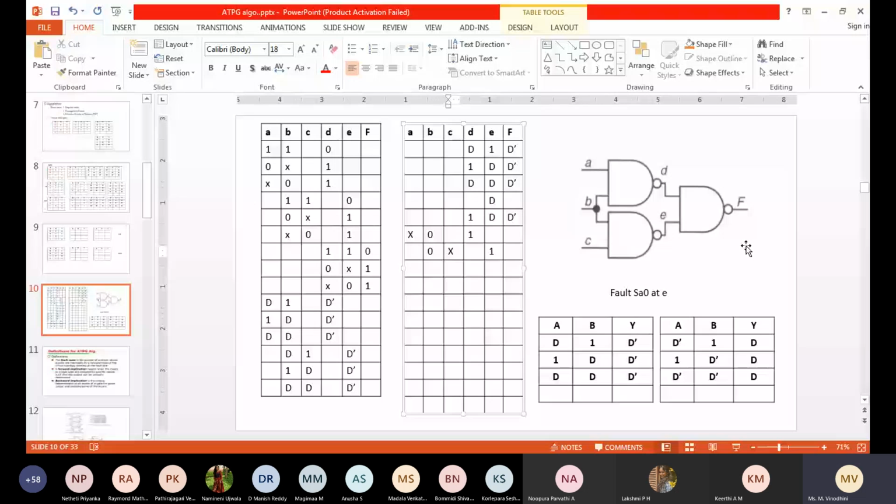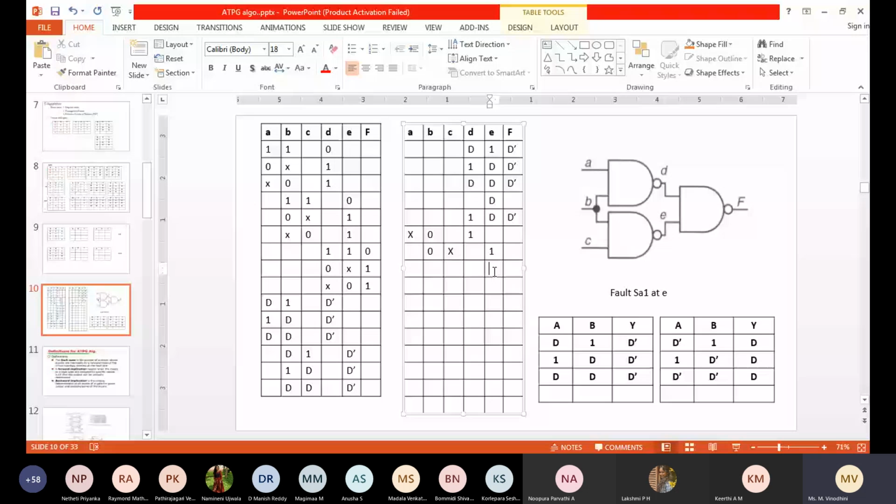Now let me take stuck at 1 at E. So what entry do I need to make here if it is a stuck at 1 fault at E? Students, tell me what I need to write. D or D bar? I'm changing the question now. D bar.